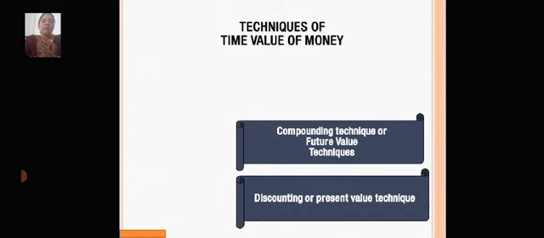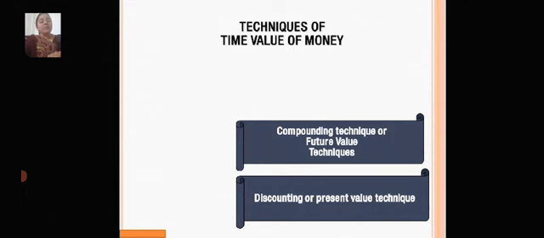You can use two techniques for calculating the time value of money. First is the future value or the compounding technique. Second is the present value or the discounting technique. In the future value, you can calculate the value.